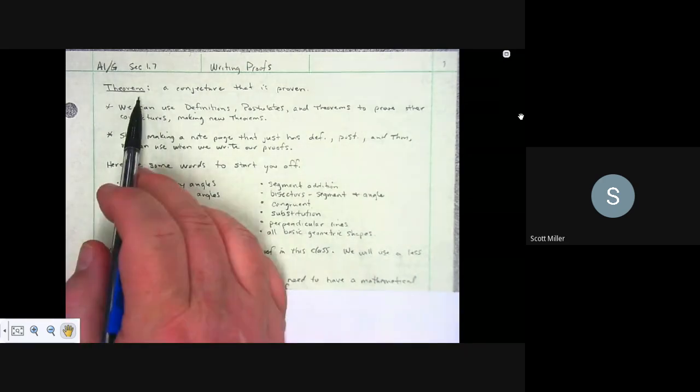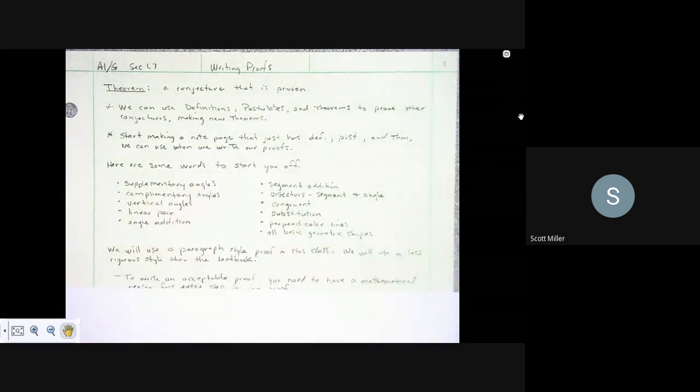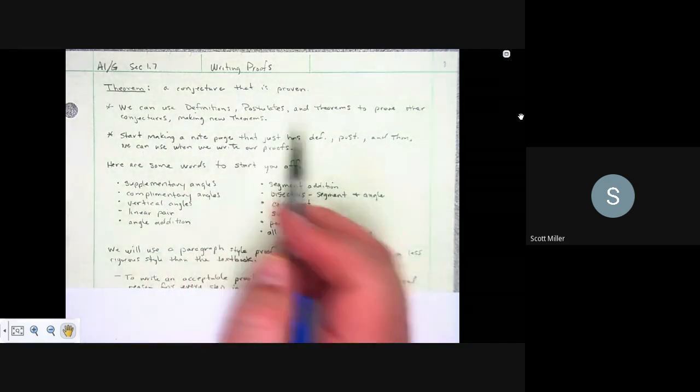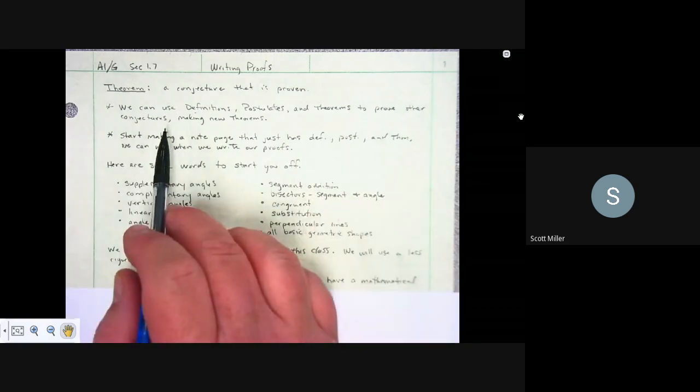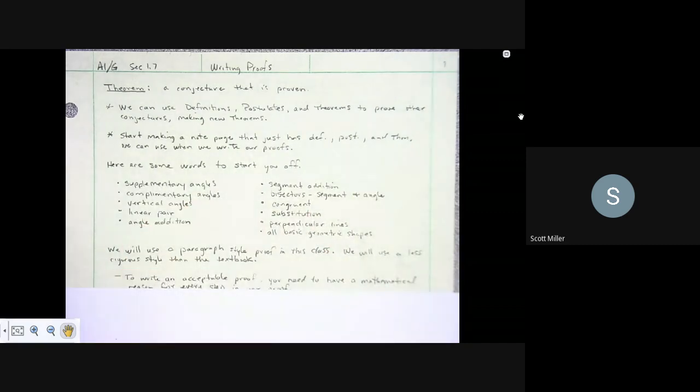Well, a theorem is literally a conjecture that has been proven mathematically. So when we write proofs, we're kind of writing out new theorems. That's how theorems are created. We use your definitions, postulates, and previous theorems that have been proven, and you can make new conjectures into new theorems. That's the process of proofs.